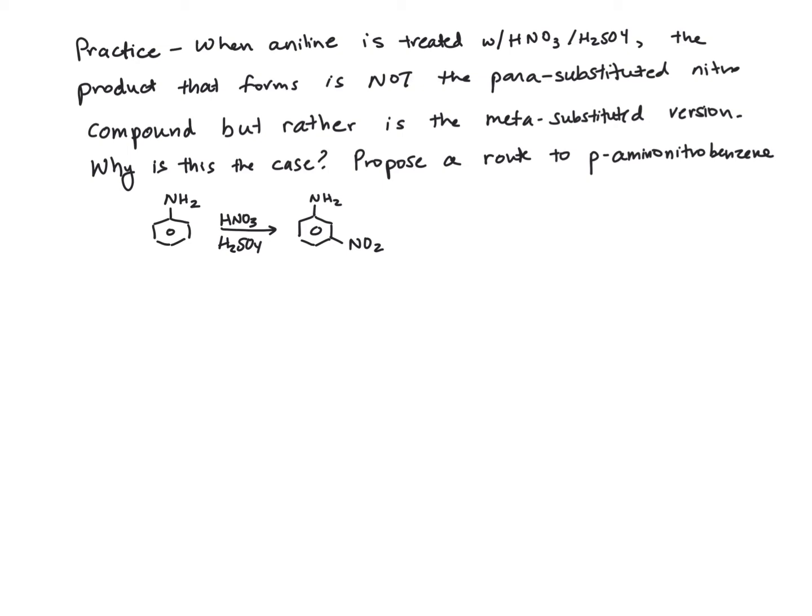Here's a practice problem. When aniline is treated with nitric acid and sulfuric acid, the product that forms is not the para-substituted nitro or aminonitrobenzene, but rather the meta-substituted version forms. Why is this the case? Propose a route to synthesize para-aminonitrobenzene.